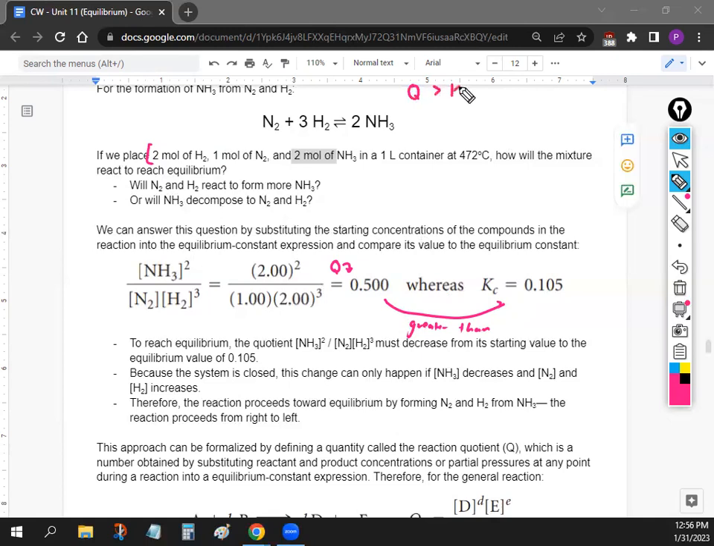If Q is greater than K, we have too much, and I'll write P for product. If Q is greater than K, you have too much product, right? Because again, we're just looking at a ratio. You have more product than you need at equilibrium.